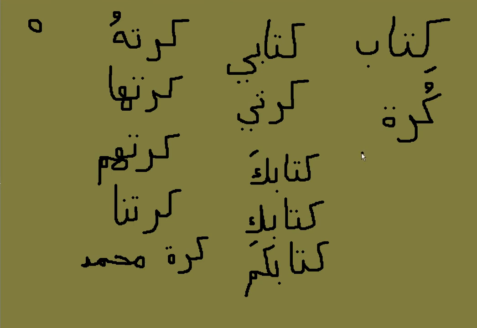And so that went through all the possessive pronouns. So let's review. The ya is for my. This is my book, kitabi. Kurati, my ball. Kitabuka is your book, for masculine. Kitabuki, your book, feminine. Kitabukum, your book, plural.